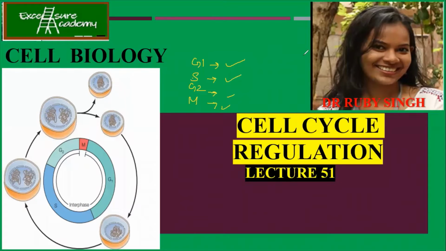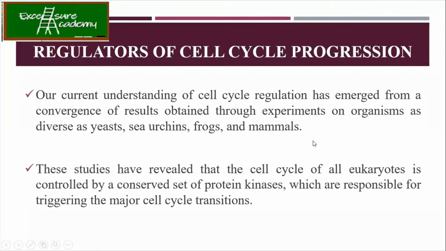Okay, now the regulation of this cell cycle. Our current understanding of cell cycle regulation has emerged from a convergence of results obtained through experiments on organisms like yeast, sea urchins, frogs, and mammals. These studies have revealed that the cell cycle of all eukaryotes is controlled by a conserved set of protein kinases, which are responsible for triggering the major cell cycle transitions.